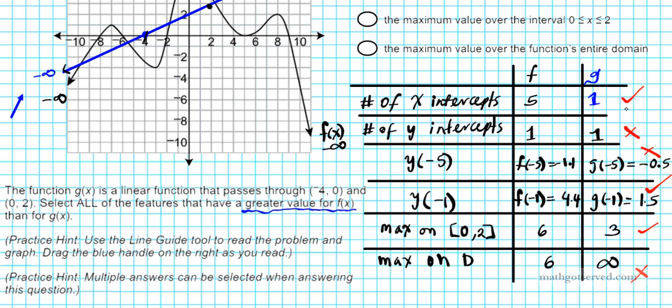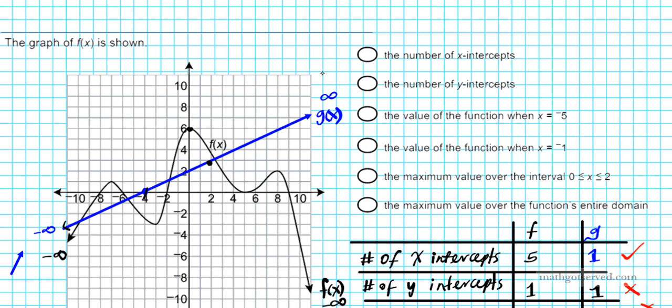So our answers are option A, D, and E. So we just select the right options. A, D, and E. Those are our answers.